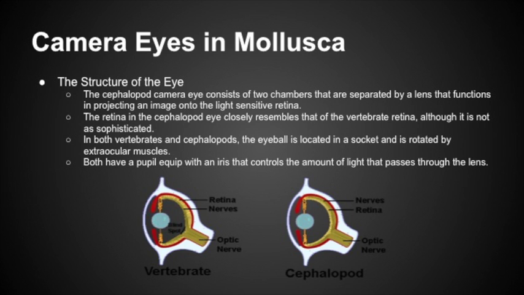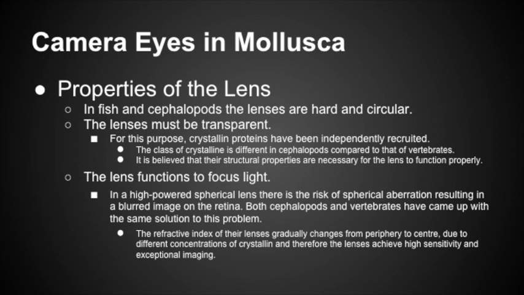In fish and cephalopods, the lenses are hard and circular and must be transparent. For this purpose, crystalline proteins have been independently recruited. The class of crystalline is different in cephalopods compared to that of vertebrates. It is believed that their structural properties are necessary for the lens to function properly. The lens functions to focus light.